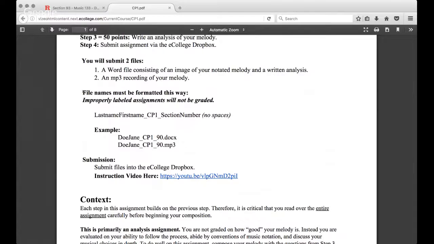There are so many people who lose points just because they don't label the file right. Yes, labeling. Here's the issue. It's not that we're trying to be pedantic. It's not that we're trying to take points off for every little tiny thing.